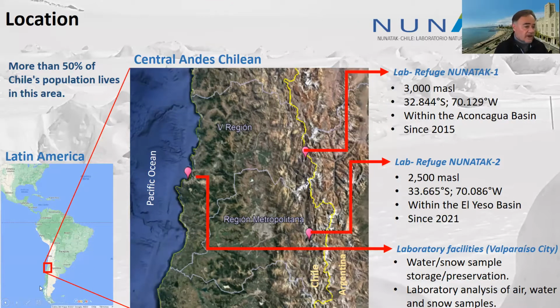And we have here the laboratory facility at our university, while finally the atmospheric samples and those of snow, water, and soil are analyzed in our laboratory facility at the Federico Santa Maria Technical University in Valparaiso City, where we also have 2 air quality stations.